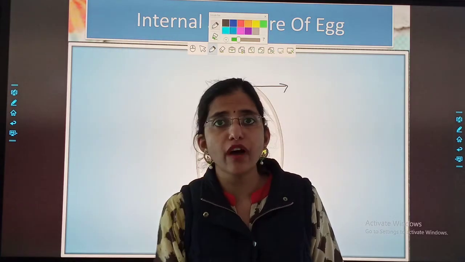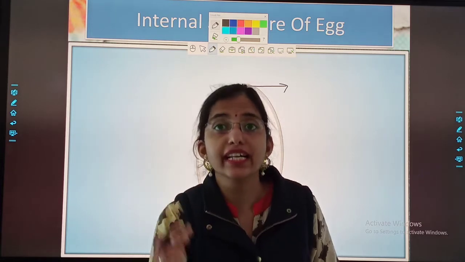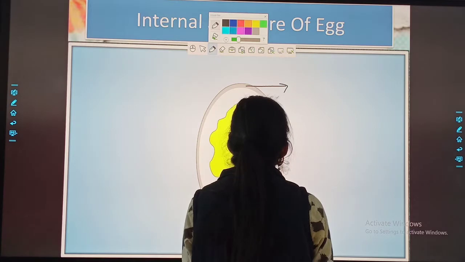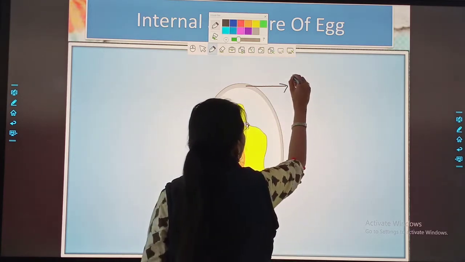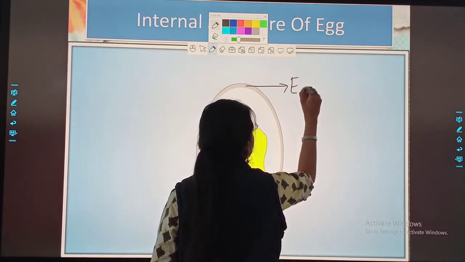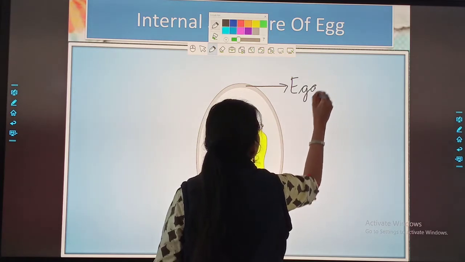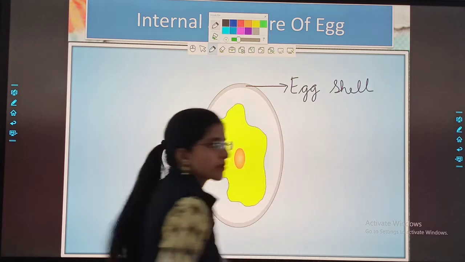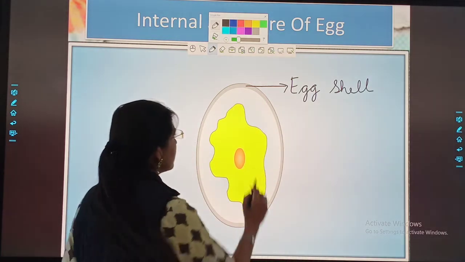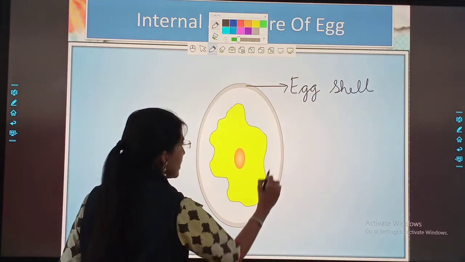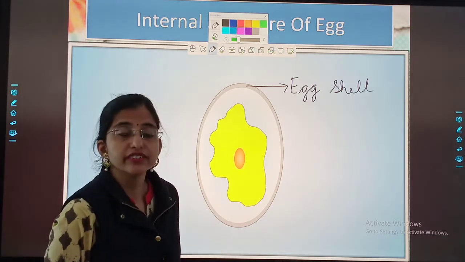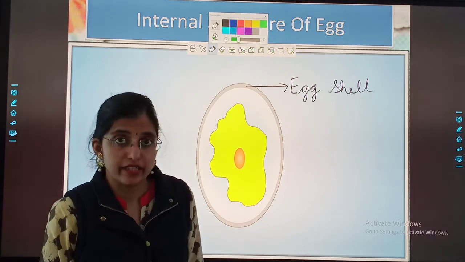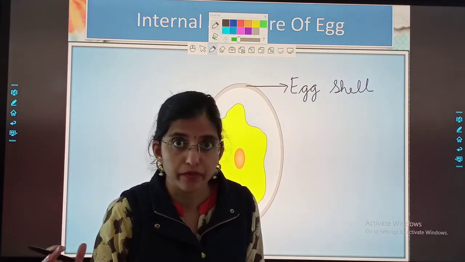So what is the function of outer covering? It protects the egg. So this is eggshell. Okay. So come on, write, draw and do labeling with me. Eggshell. Right? After eggshell we are having a white jelly-like structure. Okay, this is white jelly-like structure and this is egg white, which is also known as albumin.